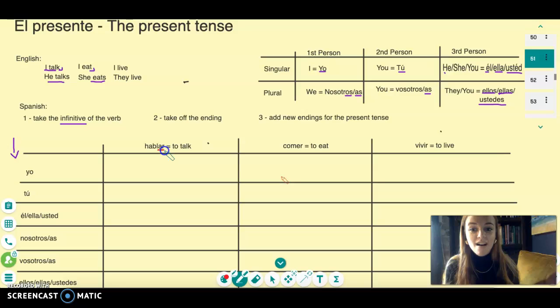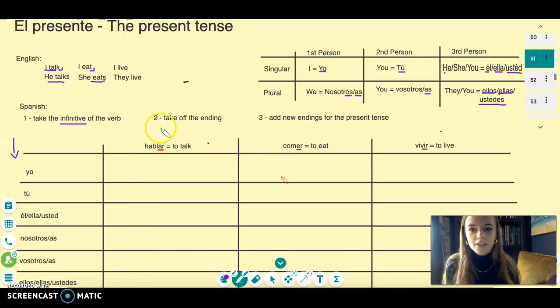We have AR verbs. So hablar, to talk, is an AR verb. It ends in AR. We have comer, which is an ER verb. Ends in ER, to eat. And we have vivir, to live, which is an IR verb. So we have AR, ER, and IR verbs, and they each have a different conjugation. Okay, so we've got our infinitives. Step 1, done.